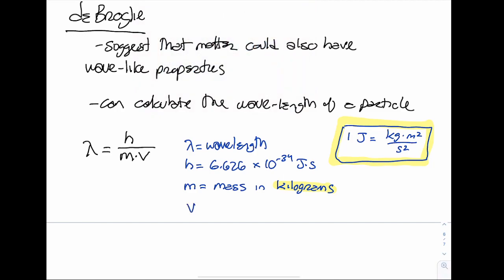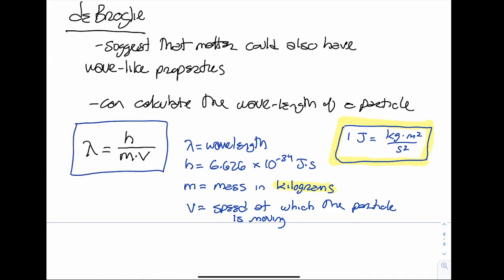And then V is going to be the speed at which that particle is moving. Since mass is on the bottom, the bigger my object, the smaller the wavelength. So something large like a car, the wavelength would be super, super tiny as it moves, which is why we don't observe it. So the bigger it is, the smaller that wavelength is going to be. The faster it's moving, my speed is on the bottom again, the smaller my wavelength is going to be.